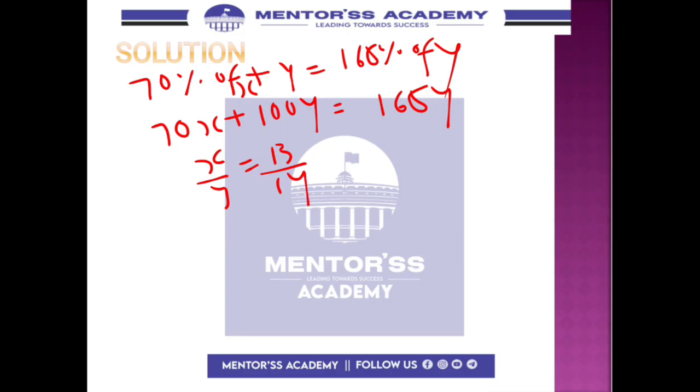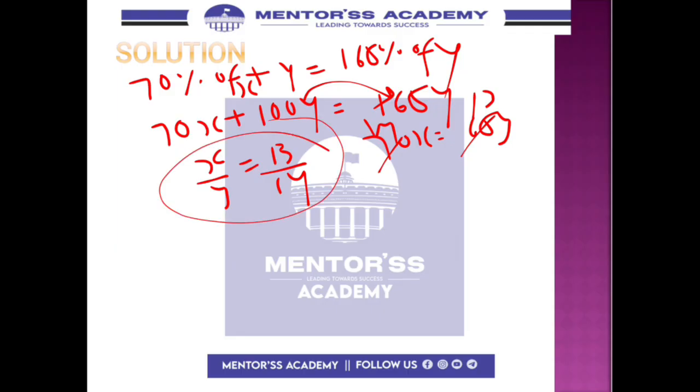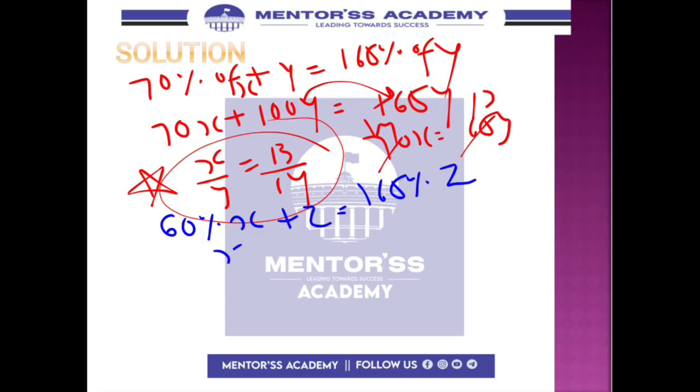You have to solve this. Take this 100y here, so that would be 70x equals 65y. Solve this. 5 14s, 5 13s. So that would be x by y equals 13 by 14, right? Note this now. Now let's write out the next equation, that is 60% of x plus z equals 165% of z. You solve this, you'll again get x by z equals 13 by 12. So this is another equation.